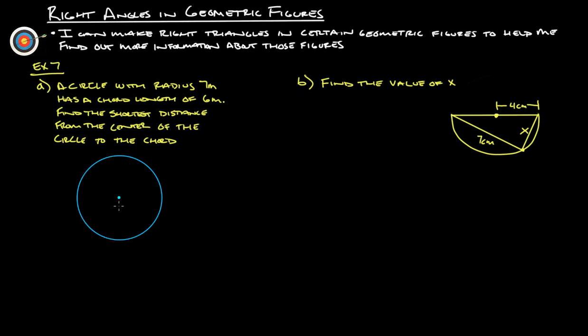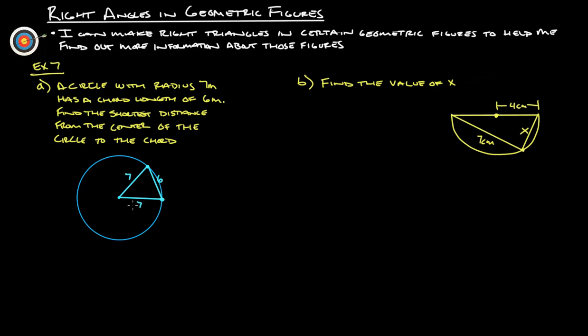Okay, here's our circle, and we'll say it's got a radius of 7. And then it says it's got a chord length of 6 meters. So let's make a point there and maybe a point there, and we'll draw a chord between those two. If we draw this here, that's another radius. We know that these are both 7. We know that this line here is 6 meters.